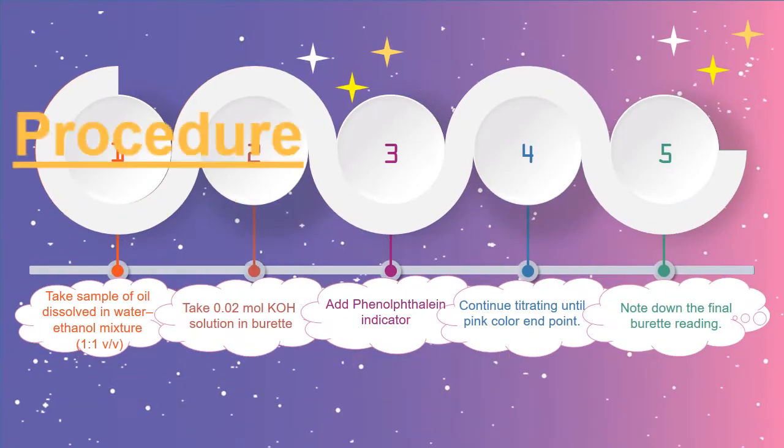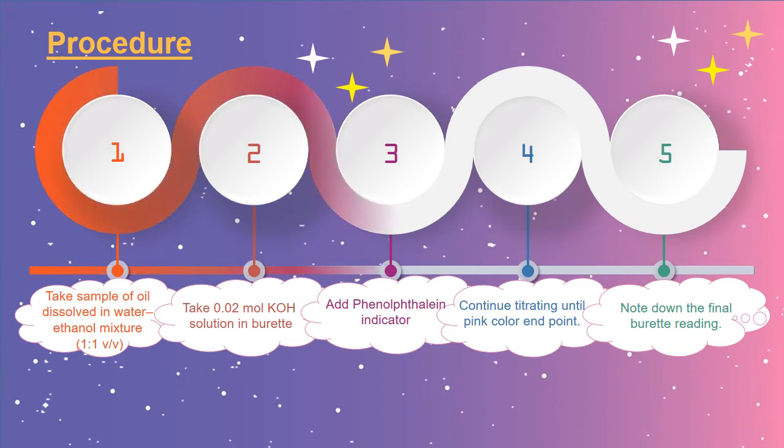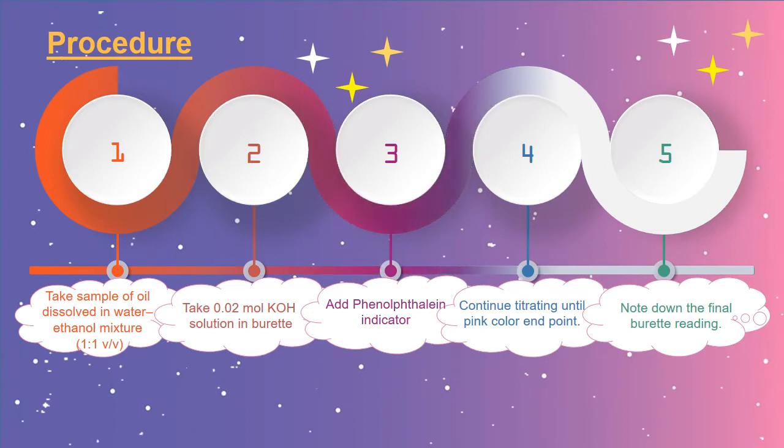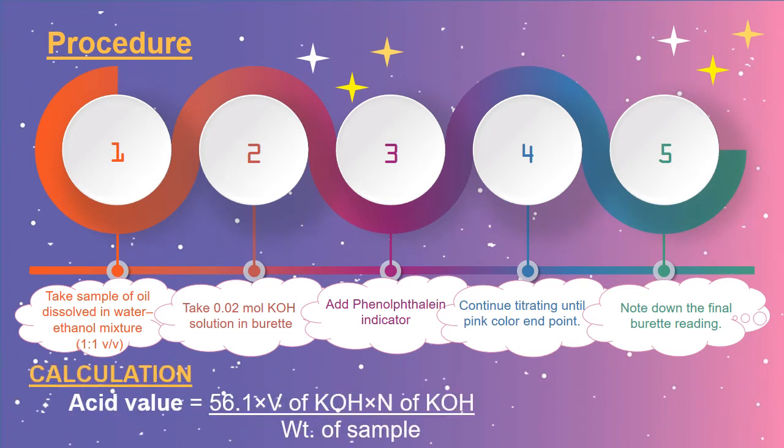So in the procedure, a sample of oil that is dissolved in a water ethanol mixture is taken and is titrated with KOH solution in the burette till the phenolphthalein pink endpoint and the final reading is noted. So in calculation we can use this formula. It is not a percentage but an acid value, so it is not multiplied by 100, and this factor is the molar mass of KOH, and the weight of sample is the product of density and volume.